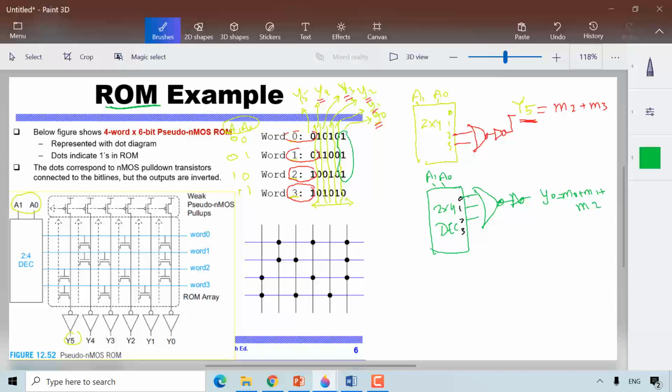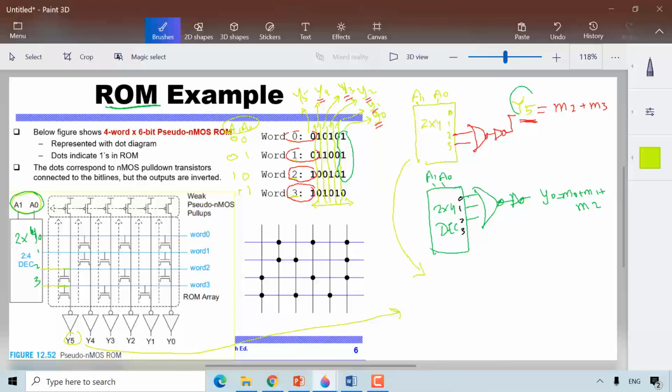So let's go to his solution and see what he has done. He took A1 and A0 and fed them into a 2 by 4 decoder. The outputs of this decoder are minterm 0, 1, 2, and 3. Then he did exactly what we have done, but now he's doing it at the transistor level. So for example, look at Y5 here. What he has done is implement Y5 with a NOR gate from minterm 2 and minterm 3.